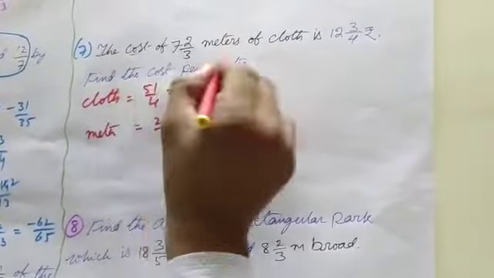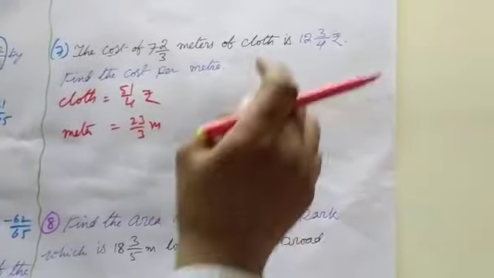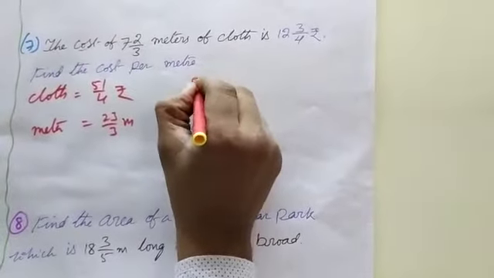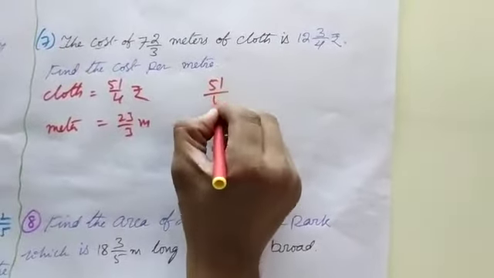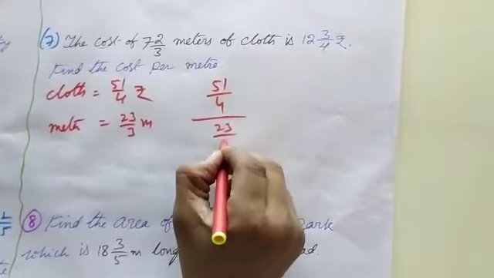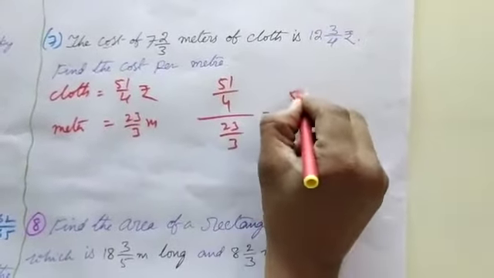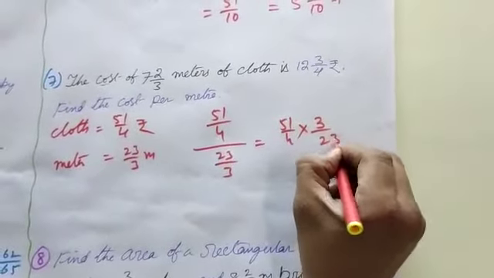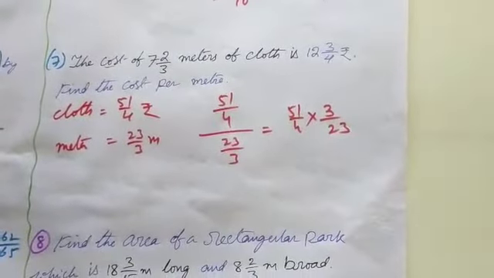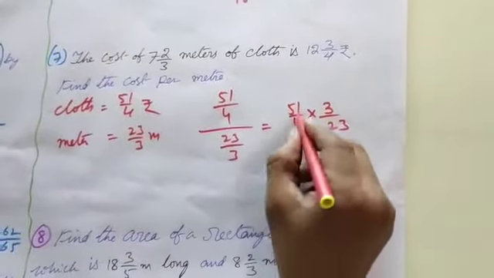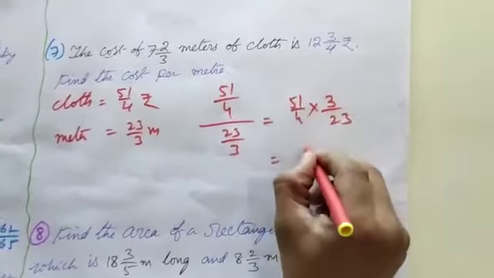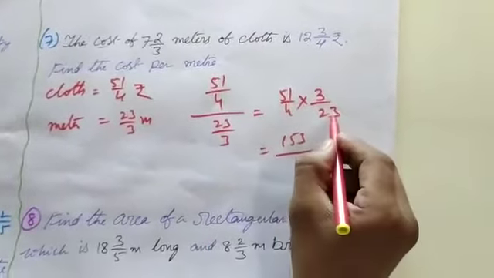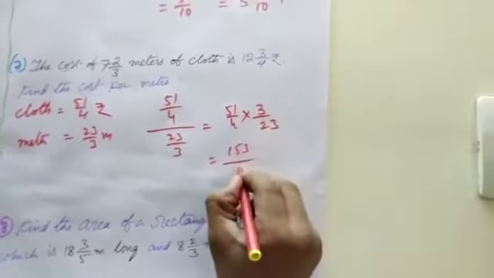Find the cost per meter: rupees divided by meters. Therefore 51 by 4 divided by 23 by 3. That means 51 by 4 into 3 by 23. 51 times 3 is 153 divided by 92.